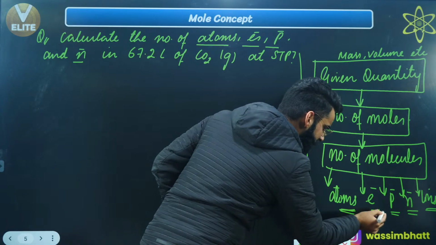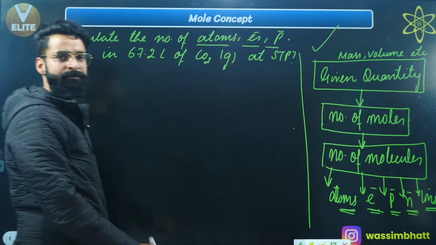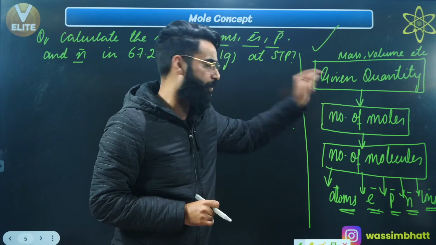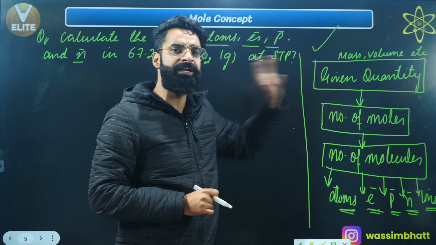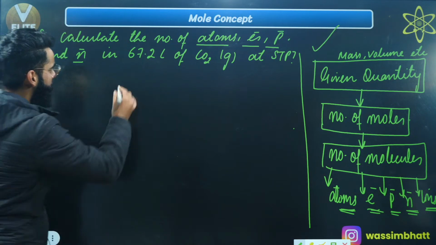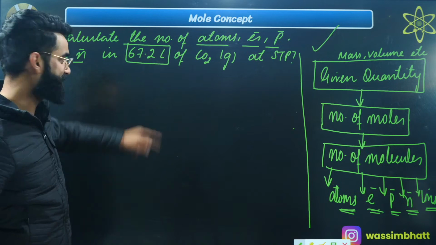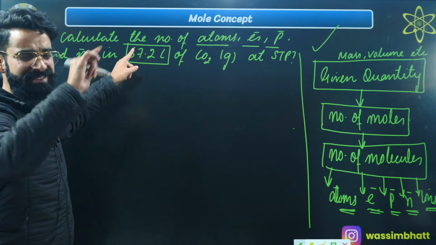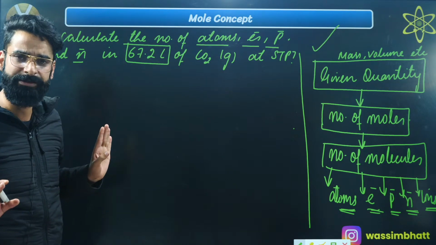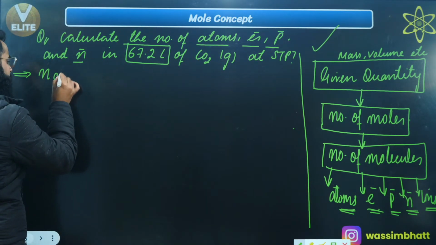And in order to calculate atoms, electrons, protons, neutrons, ions, I need to follow this diagram, right? As per this diagram, whatever will be given to us in the question, we are supposed to convert the given quantity into a number of moles. What is given to me as per the question? I'm given the volume of the gas. This is my given quantity. So my first step is to convert this given quantity into a number of moles, that is, the number of moles of carbon dioxide.